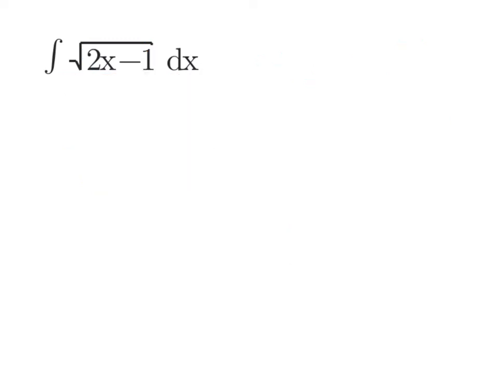But how do we do this using the change of variable method? Like I said, change of variable method is a lot like U-substitution, where we identify an expression that we're going to call u, and what we want that to be is really the inside part, so this 2x minus 1. Then we would identify what du is. The differential of u, or the differential of 2x minus 1, is just 2 dx.